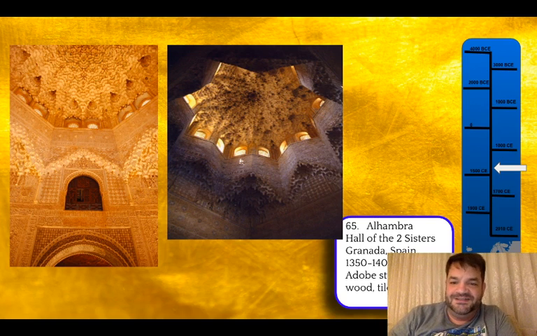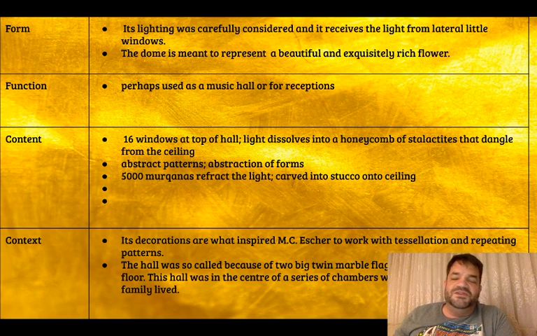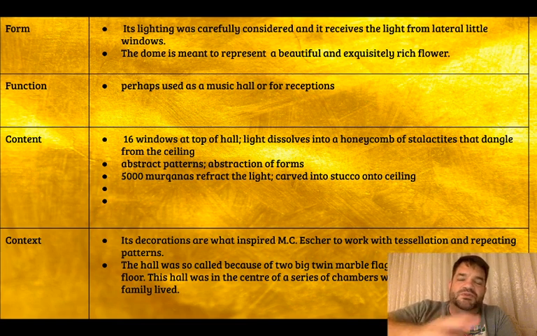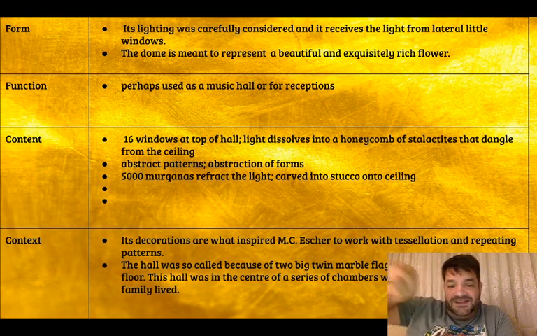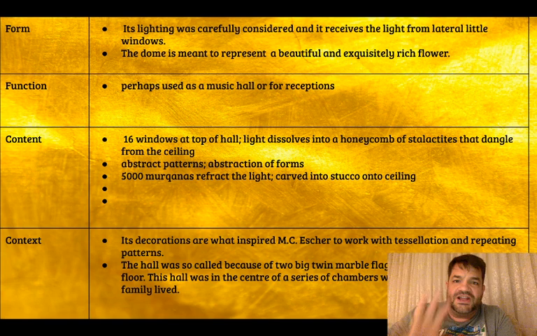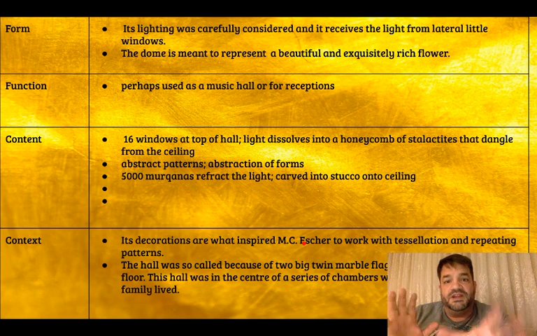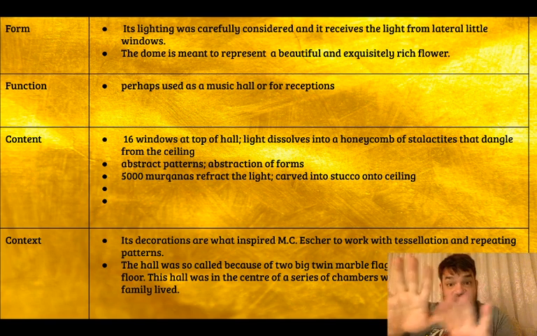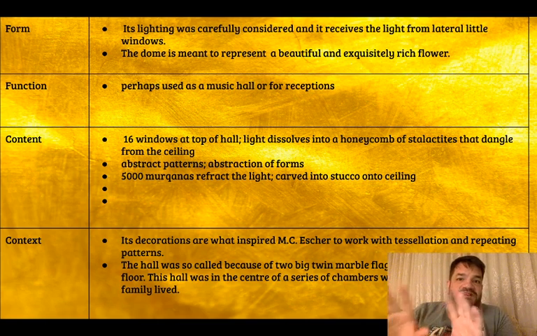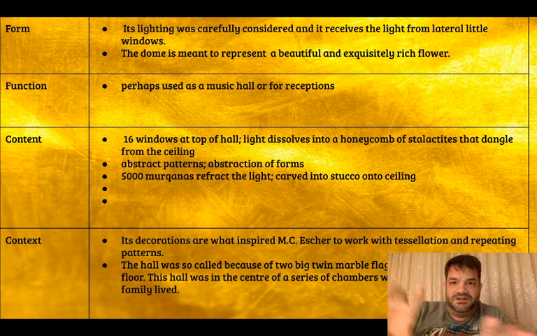All right. It's going to be used for music. It's going to be used for receptions. It is beautiful. It is meant to look like a flower. Okay, it is stuccoed, and then that stucco has been carved. Now, the decorations that are used in the Alhambra are going to inspire Escher, MC Escher, who you're going to know for creating the tessellations, the tiles that fit together and repeat, and then he uses them to create these whimsical and surreal pictures. Okay, like the two hands drawing themselves.